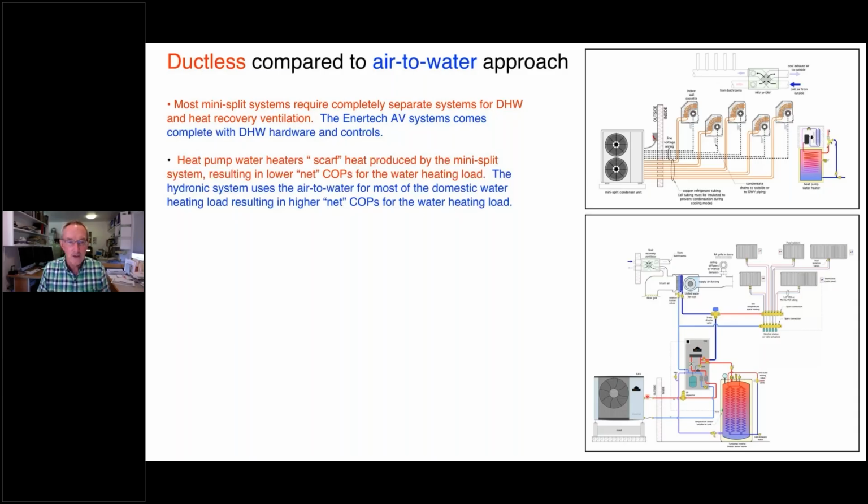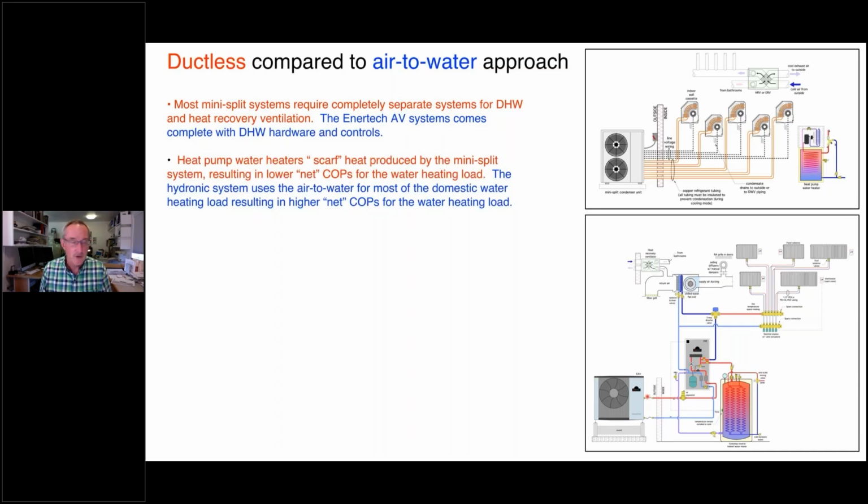And there are ways, and we've worked through the mathematics on this, to come up with what I call the net COP of this situation, the net domestic water heating COP. Because the heat pump water heater, in effect, is, I use the word scarfing BTUs that were put into the thermal envelope by the air-to-air heat pump, the net COP on domestic water heating is always lower than what the actual COP of the heat pump water heater is rated at, because the manufacturer doesn't know.